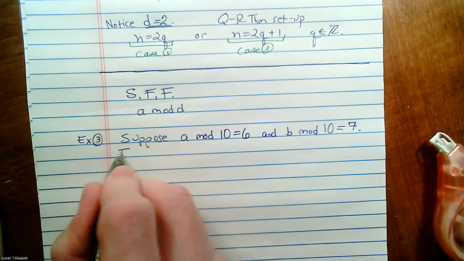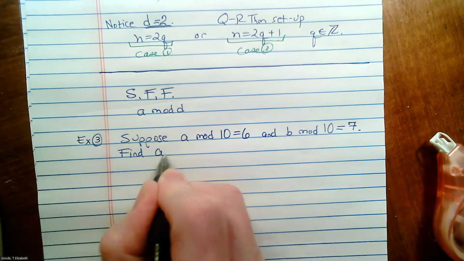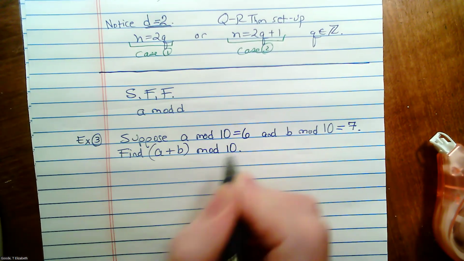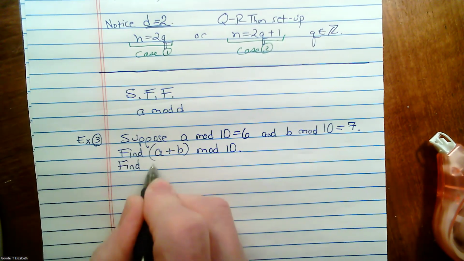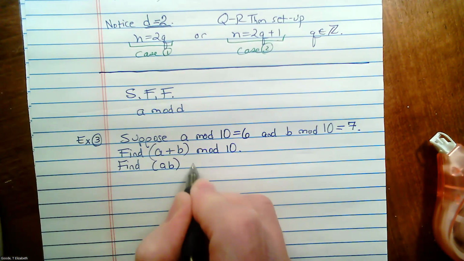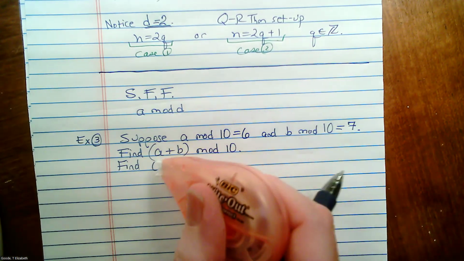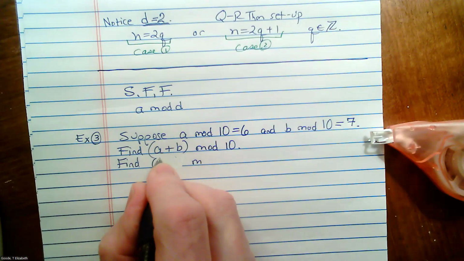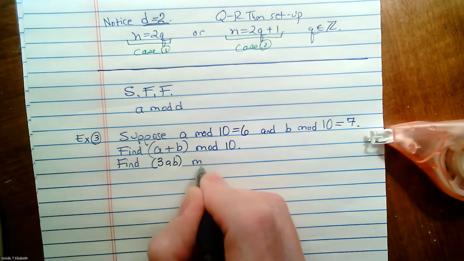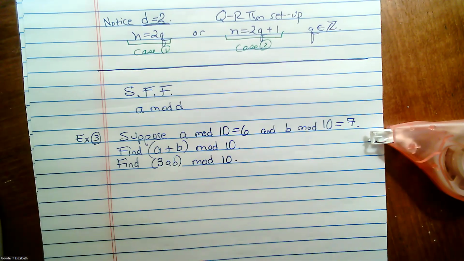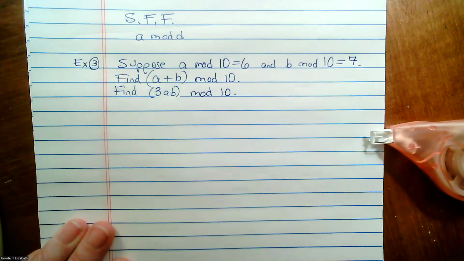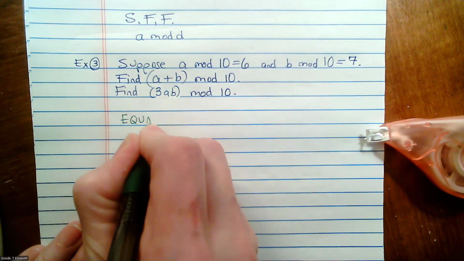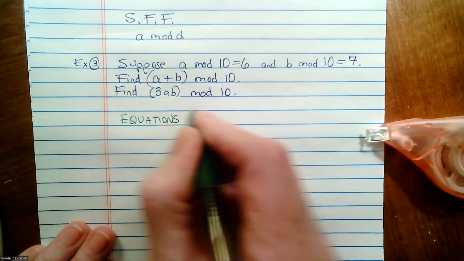Okay, find A plus B mod 10. And then we could also try to find AB mod 10. Or we could make it more complicated. We could say find 3AB mod 10. The point is, we get equations based on the definition of mod.